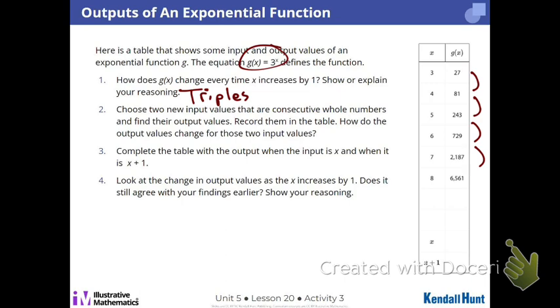So, let's choose 2 new input values to see if it's true. Let's go to 9. We'll do 9 and 10. So 6, 5, 6, 1 times 3. Okay, and then times 3. 59,000. Okay, so 3 to the x is going to be 3 to the x. And one more after 3 to the x is going to be 3 to the x plus 1.